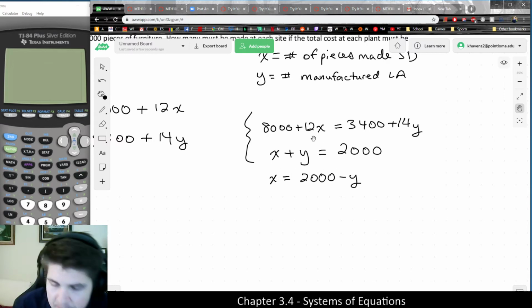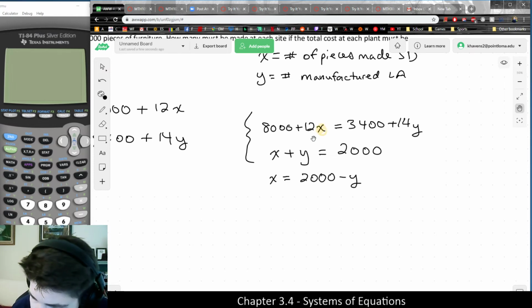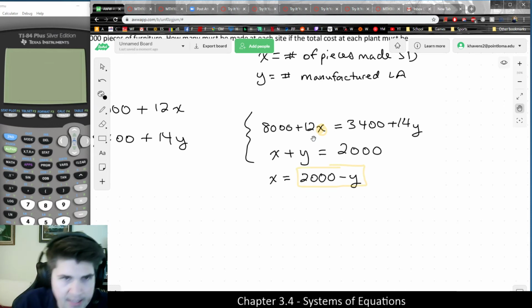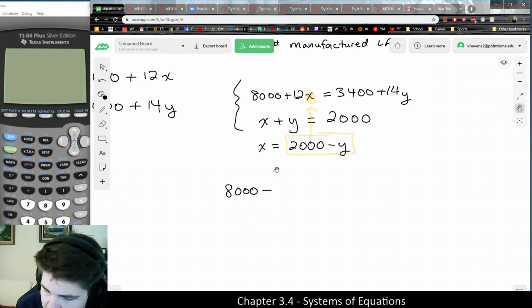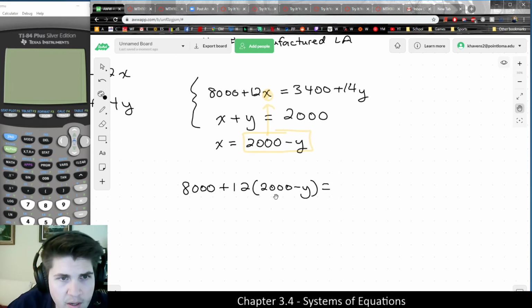And if I then substitute this into the first equation, basically it's the same idea. I know x must be related to y in this way, so I could substitute it in, and that would leave me with a single equation with only one unknown, which is always solvable. So that would give me 8,000 plus 12 times 2,000 minus y should be equal to 3,400 plus 14y. I could then simplify this equation and solve for y.